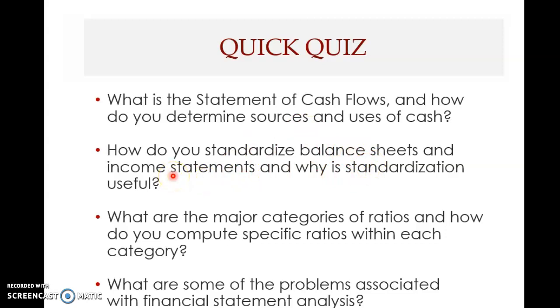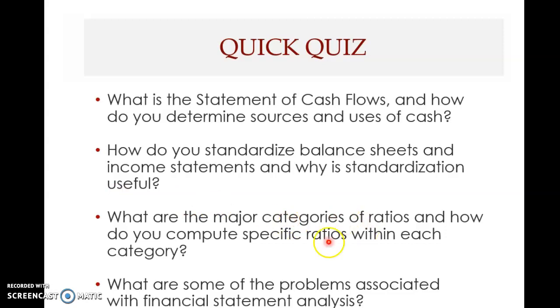This standardization can be performed using three methods. One is called common size, the other is common base year, and the third is a combination of common size and common base year. And why is this standardization useful? It makes comparison more meaningful, because you standardize the financial statements. Without standardizing, you cannot compare absolute values. You can only compare once you standardize.